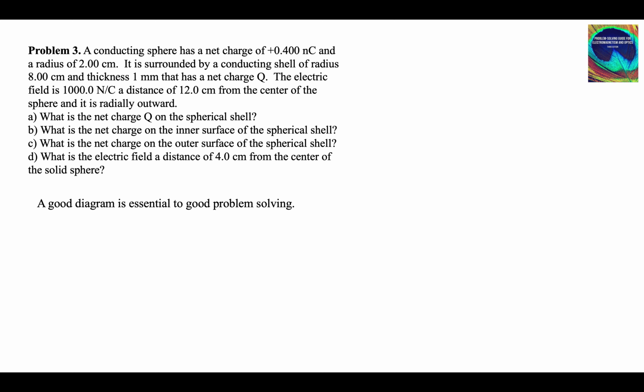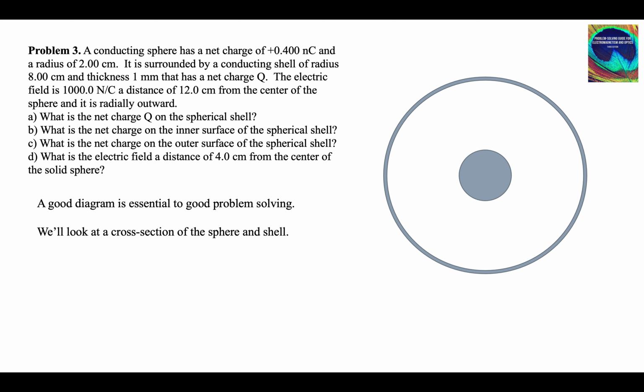Let's draw a good diagram. We're going to draw it in cross section. This is a sphere. That's a spherical shell that goes all the way around it. We have a slice right into the page. We know that the center sphere is 0.4 nanocoulombs. And we know that the field at 12 centimeters, which is outside of the shell, is 1,000 newtons per coulomb, directly away, radially outward. 4 centimeter radius, 8 centimeter, 12 centimeters away.